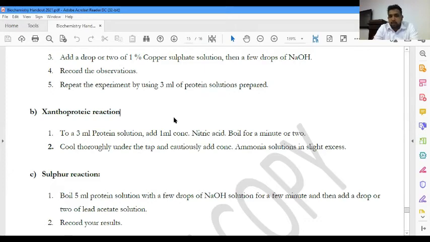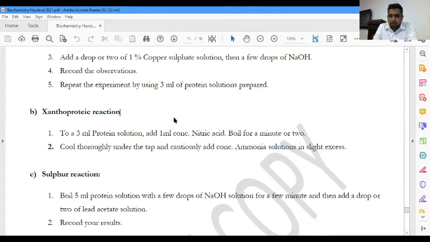If we use tyrosine as the sample solution, will it give positive results for the Biuret test? Yes, sir, it will. Why? The Biuret test is for proteins in general. So obviously, tyrosine is an amino acid, so it will give. So actually, the Biuret test.